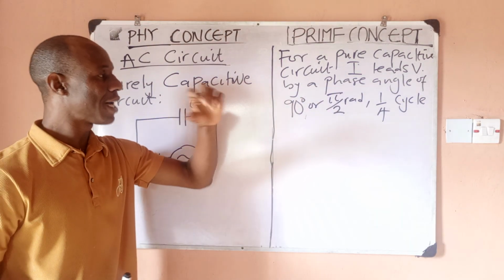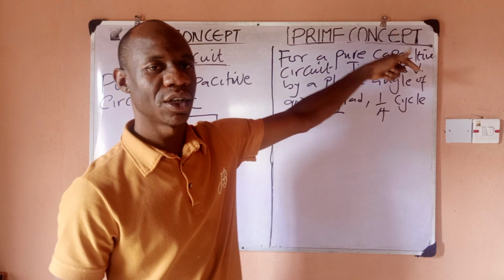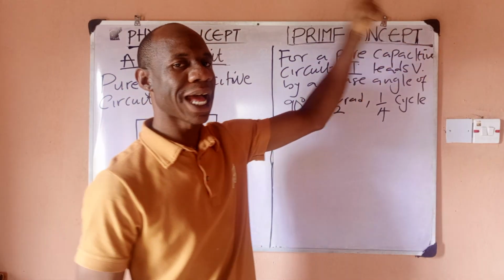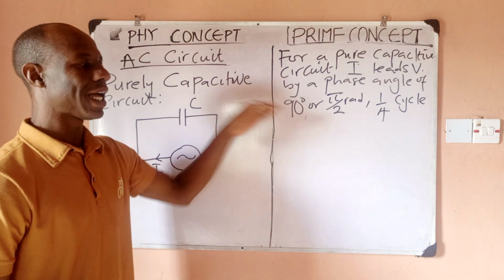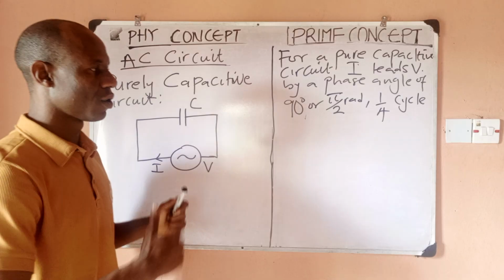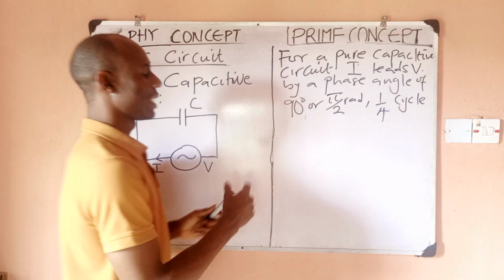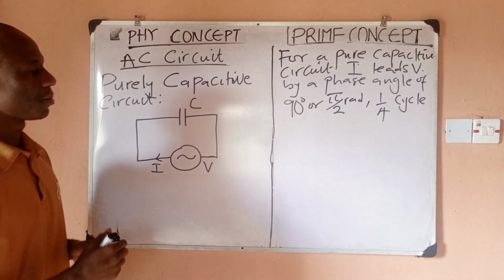Now, you can either say current leads voltage, or you say that voltage lags behind current by a phase angle of 90 degrees. So any one of those terms would be correct. So it means that in this case, our phase angle phi is 90 degrees. So very important to us.